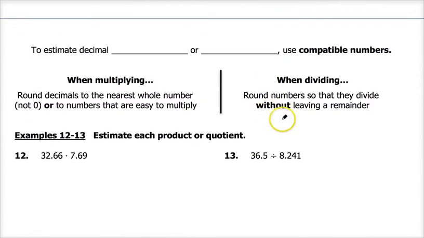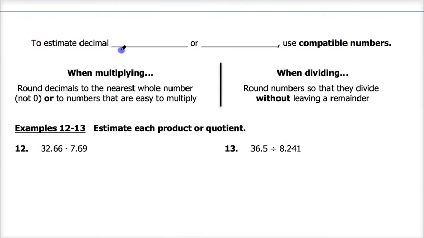Okay, finally, when we're estimating decimal products or quotients, that would be multiplication or division problems, we don't always round to the nearest whole. Sometimes we round to what are called compatible numbers. And compatible numbers are just numbers that are easy to use for that particular problem. When you're multiplying, you can either round decimals to the nearest whole number, or you can round them to numbers that are easy to multiply. With the exception of 0, it's not a really good idea to round to 0 because anytime you multiply by 0, you get 0. So don't use that one.